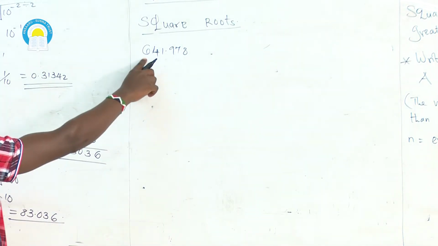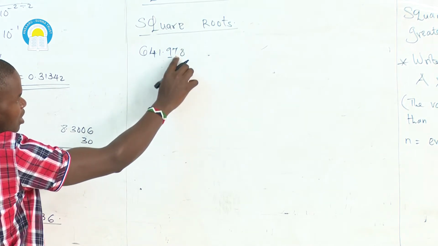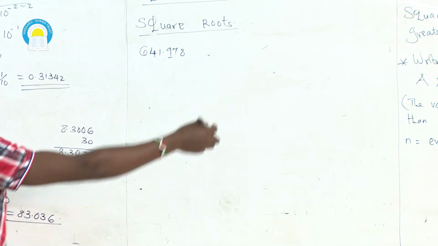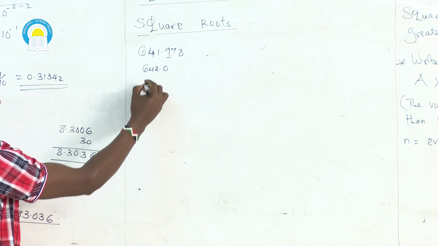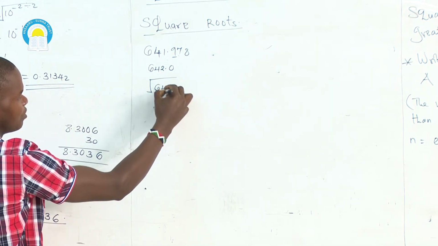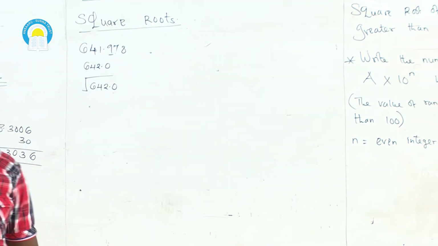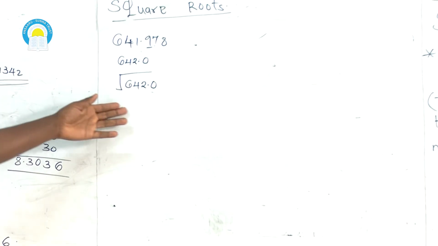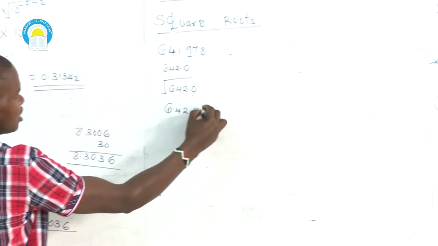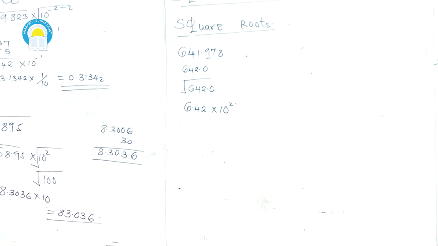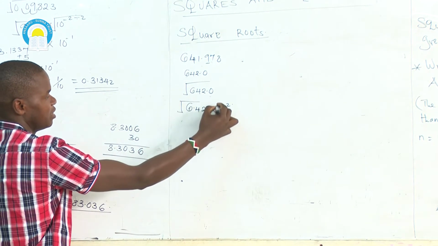The first digit is 6. We have 1, 2, 3, 4. When you look at this number, 7 is more than 5. So you increase the preceding digit by 1, the answer becomes 642.0. So you are supposed to find the square root of 642.0. What I've done is to round off this number to 4 figures. So using your tables, write this number in the form of a times 10 power n. It becomes 6.42 times 10 power 2. Find the square root of this, also find the square root of this.